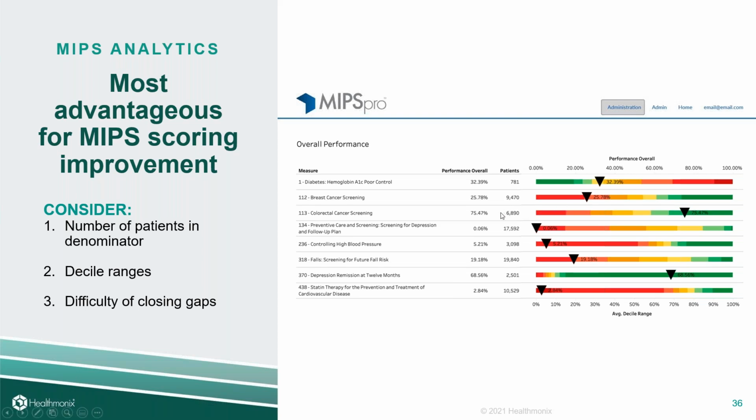And then the other thing that you want to take a look at is the difficulty of closing gaps. The important part for this is to take a look at those measures that are once per performance period, because if they're once per performance period, what's nice about these measures is that you have the opportunity to catch up. Instead of adding a patient onto the denominator, it will just override the numerator with the new answer.